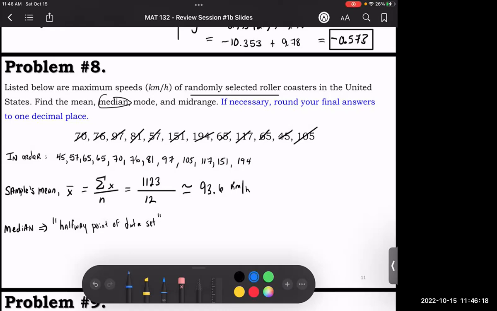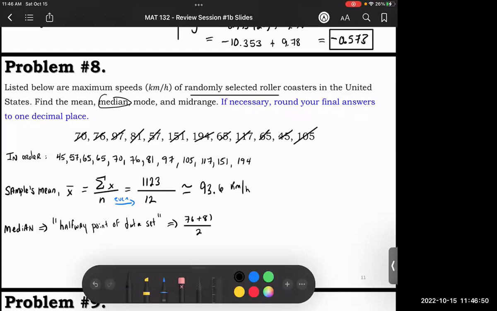So since the median is the halfway point of your data set, and since n is the number of data values in our data set, remember, n here is an even number. So when you're doing this manually by hand, the median is actually going to be the sum of the 2 middle values divided by 2. So what are your 2 middle values here? 76 and 81. So for this data set, we have to take 76 plus 81 and then divide it by 2.